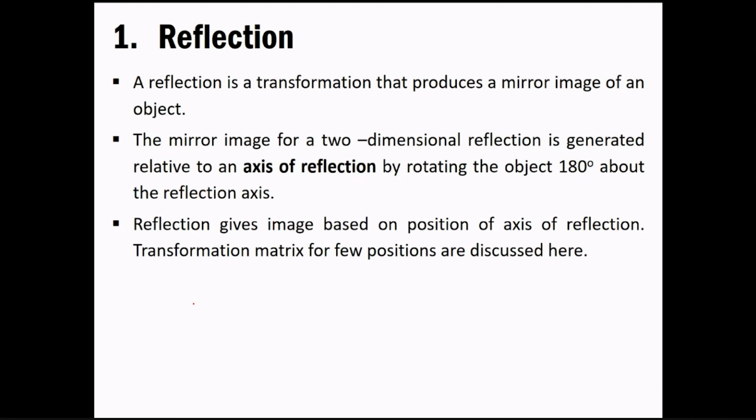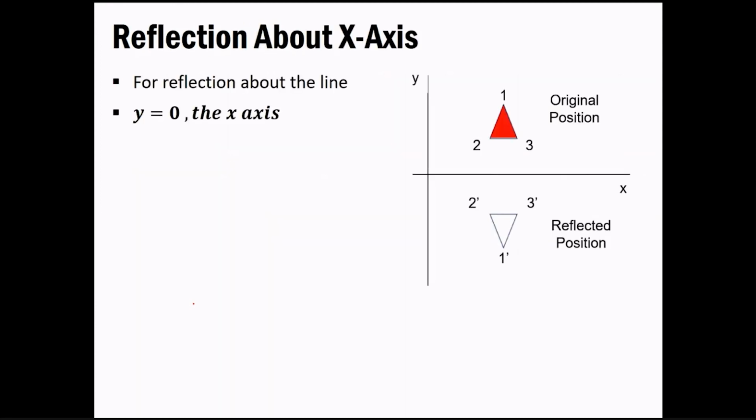It depends on you which axis you want to perform your operation about, you just need to rotate the object 180 degrees. So we need to see the different cases where we can perform this operation: if it is about the x-axis, or the y-axis, or something else, or about both x and y axes. It gives the image based on the position of the axis of reflection. Transformation matrices for a few positions are discussed here. These will be given to you in examination, where you have to perform your operation about the x-axis, y-axis, or something else. If you get this in your exam or example, just follow what is given over here.